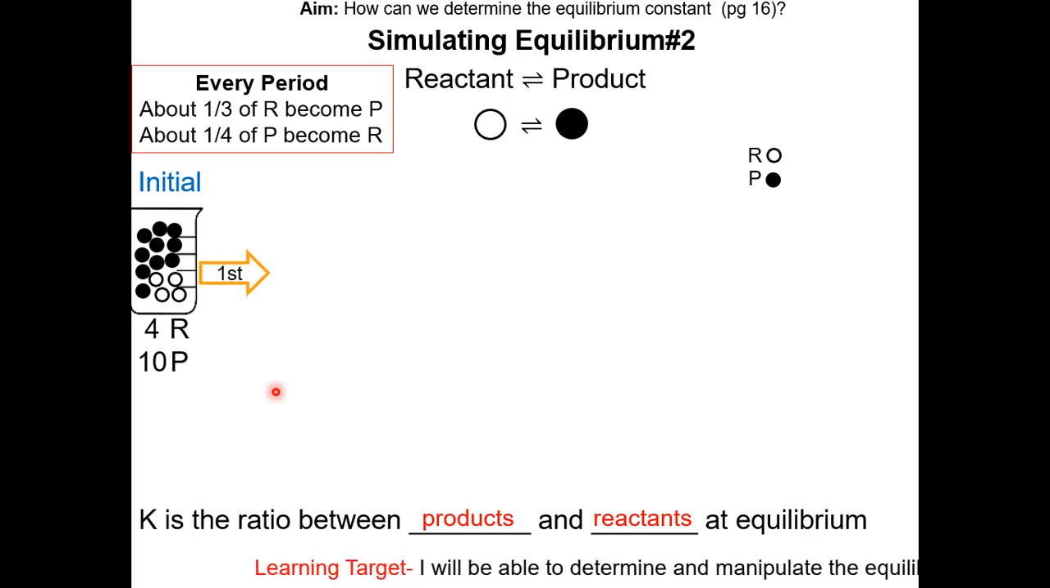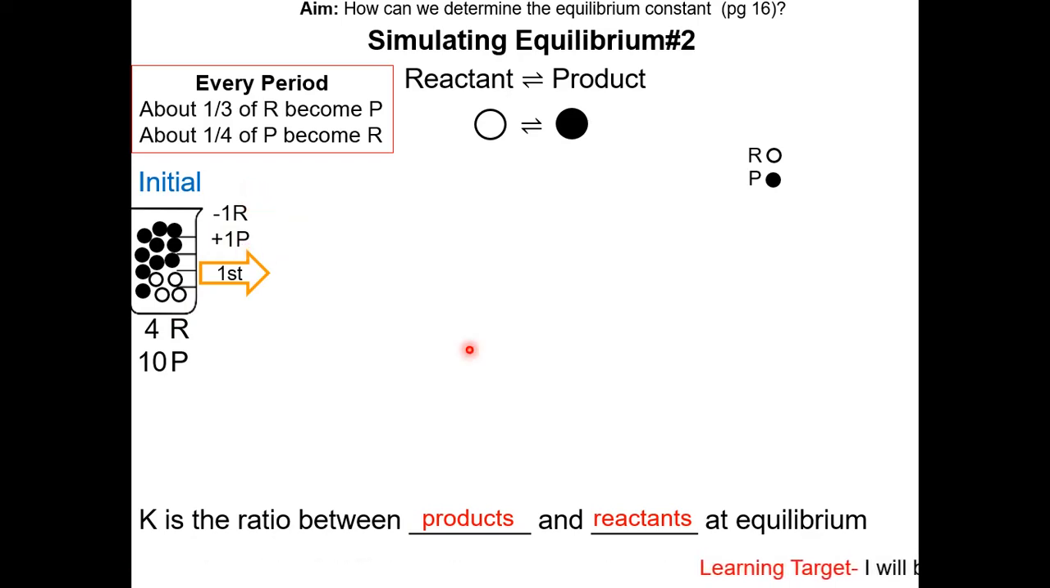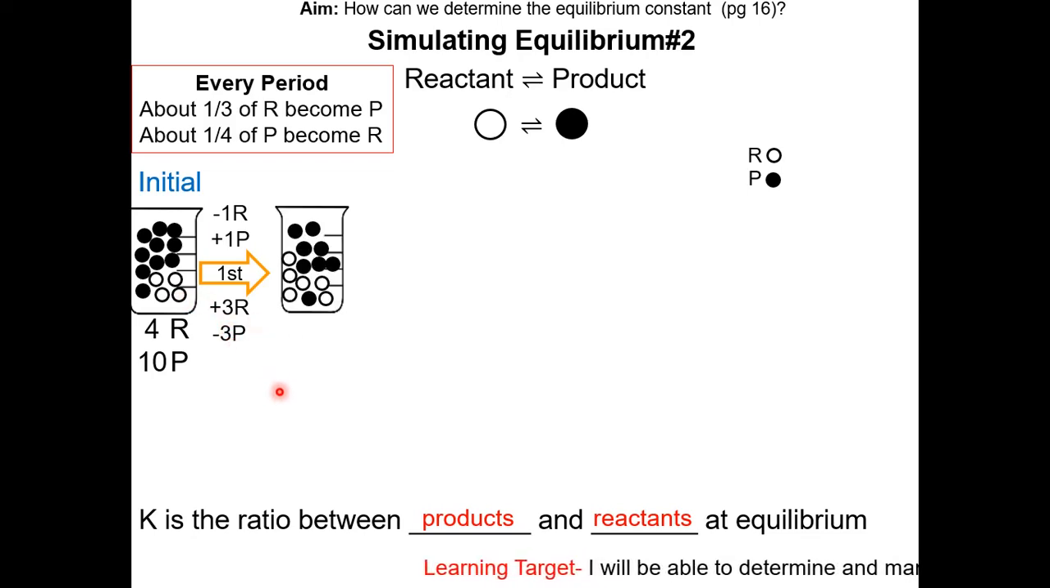In the first period, for the forward reaction, about 1/3 of reactants become products. 1/3 of 4 is roughly 1, so 1 reactant becomes 1 product. In the reverse reaction, about 1/4 of products become reactants. 1/4 of 10 is roughly 3, so 3 products become 3 reactants. In total, we still have 14 particles, but this time we have 6 reactants and 8 products.